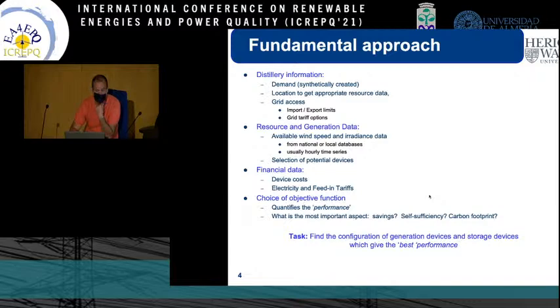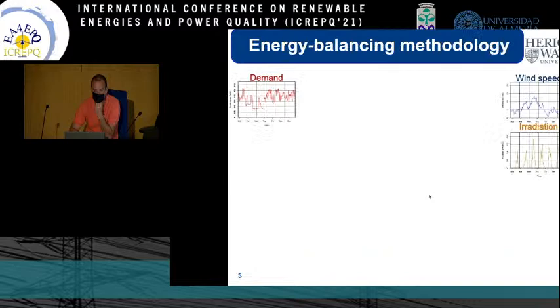So by finding the best solution, I need to define an objective function, which quantifies the performance and what is best. Do I want to save money? Do I want to improve self-sufficiency? Or do I want to maximize the carbon footprint reduction? So depending on what we want to do, all of this can be done in a conceptual model of balancing supply and demand.